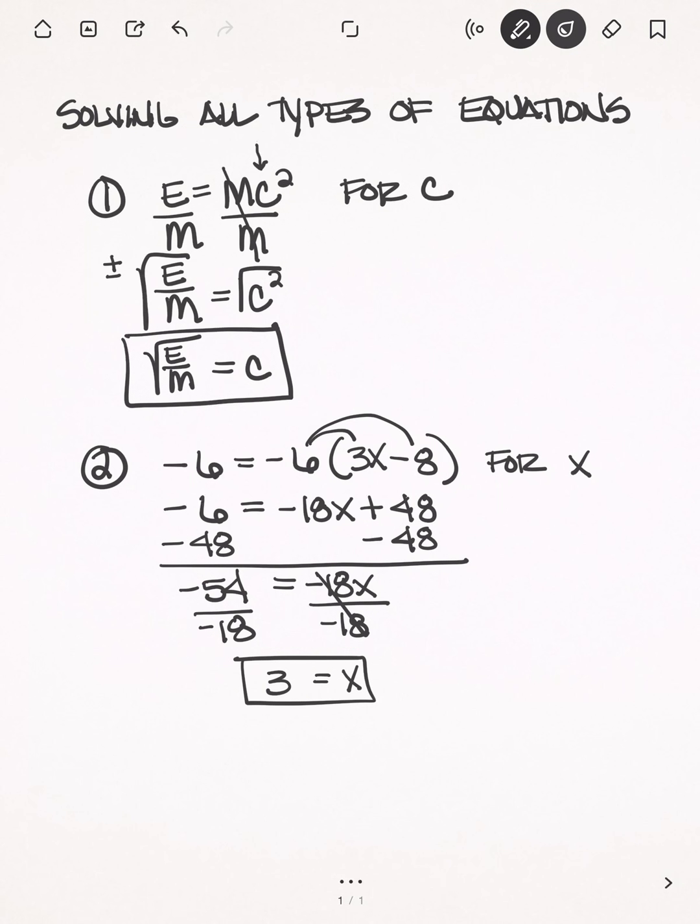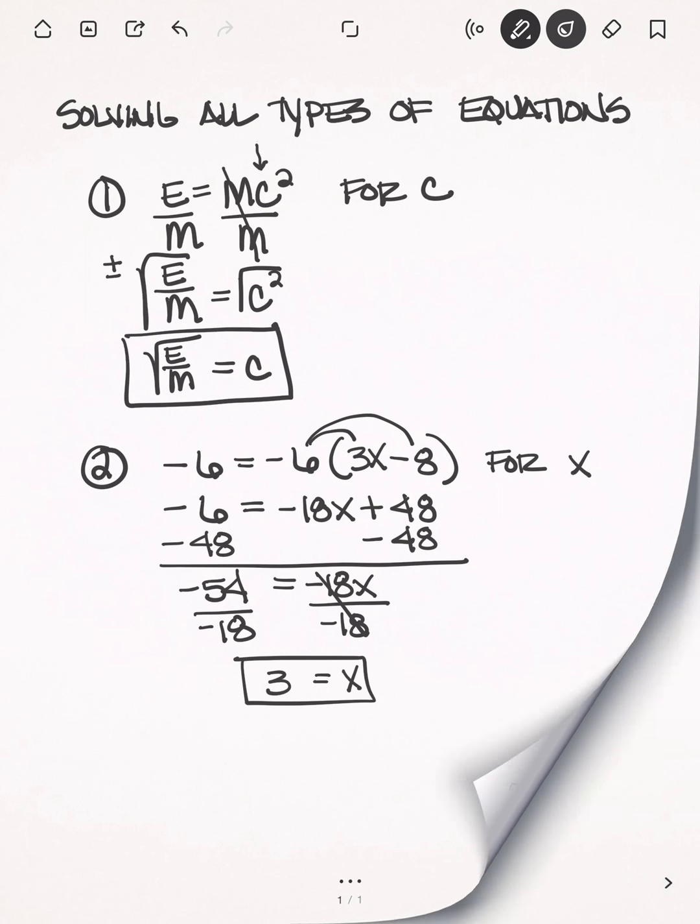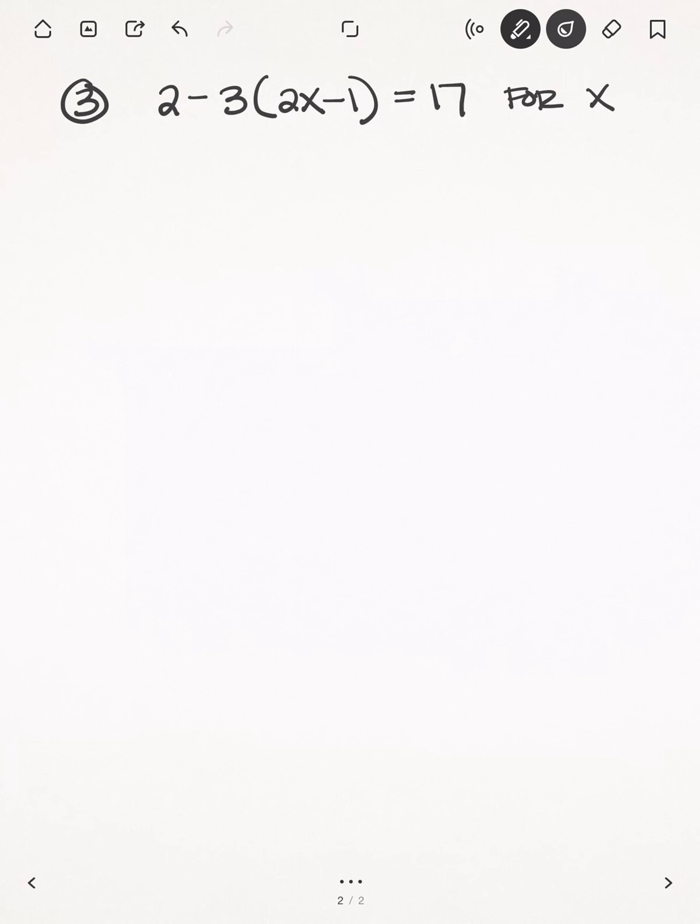Okay, next problem. Number 3. The problem is 2 minus 3 times (2x minus 1) equals 17. And I want you to solve for x. Go ahead and pause the video and give it a shot.